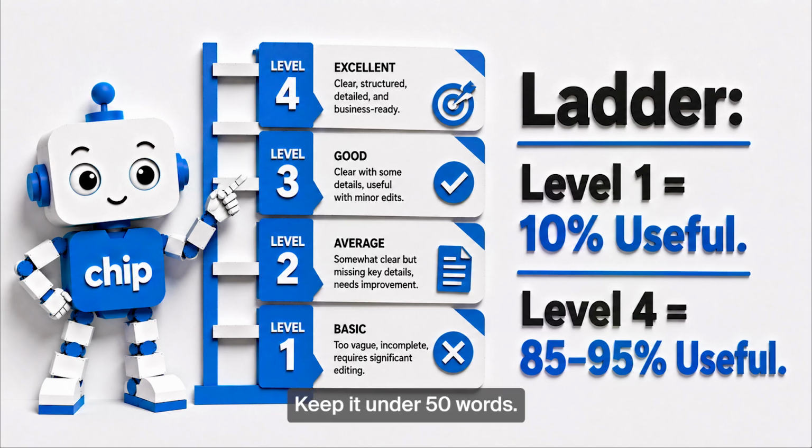Keep it under 50 words. Polite tone. 65 to 75% useful. Level 4, engineered. A full 5-part prompt with all the details AI needs. 85 to 95% useful. Most business owners stay at level 1 or 2. After this module, you will be at level 4.